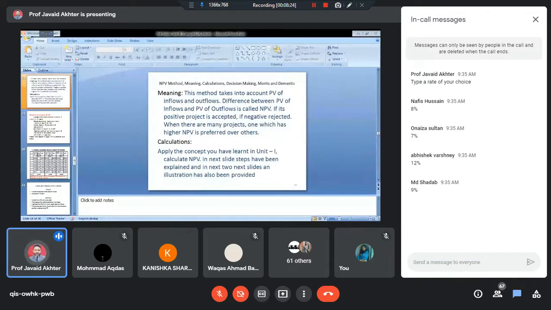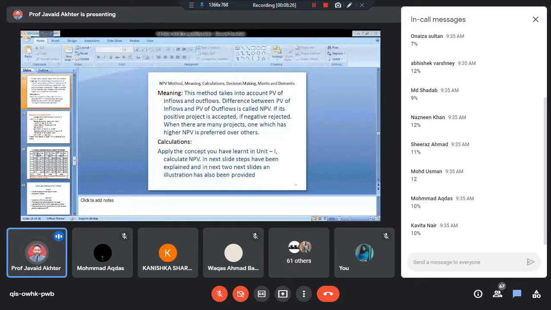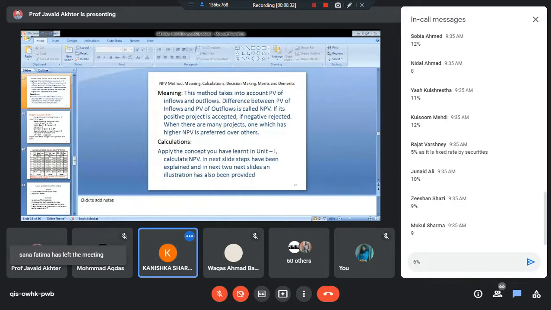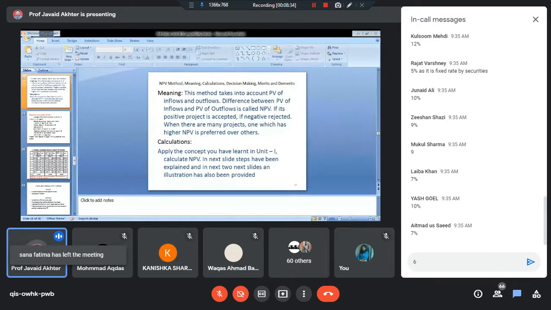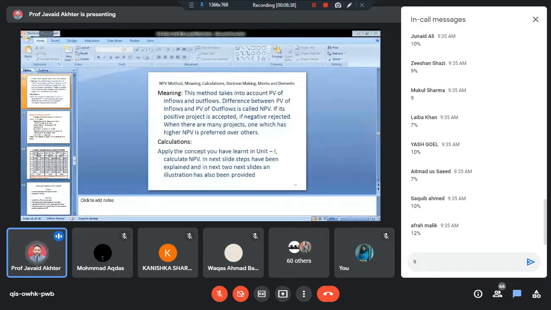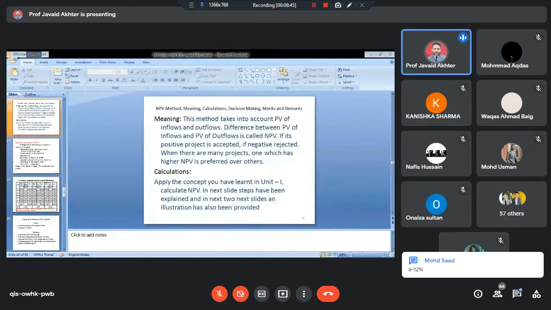Okay, somebody says 8%, 7, 12, 9, 11, 12, 10, 5, 10, 10, 20. Sir, can you please repeat the question? The question is that we have arrived at the present value of these inflows, and the value could be 90, could be 110, could be any. So at which rate do you wish it to be discounted? That rate you need to type.